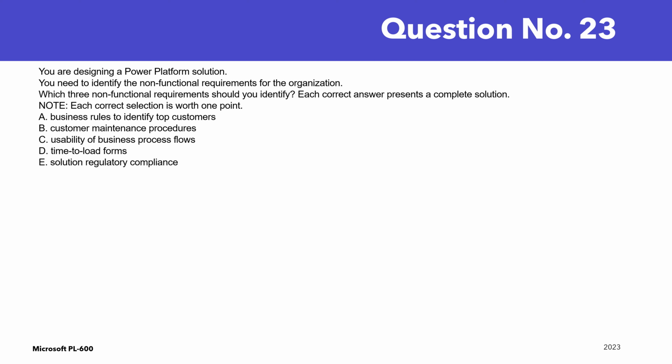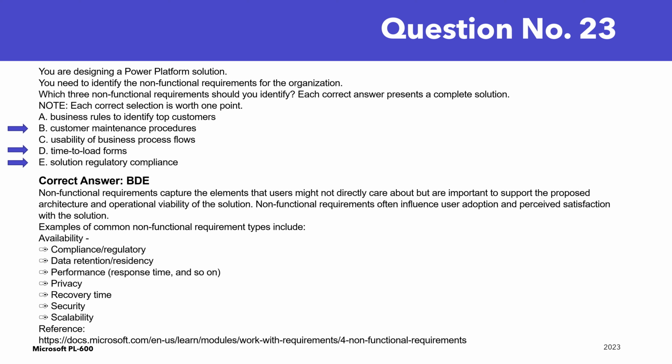A. Business rules to identify top customers. B. Customer maintenance procedures. C. Usability of business process flows. D. Time to load forms. E. Solution regulatory compliance. Correct answer: B, D, E.